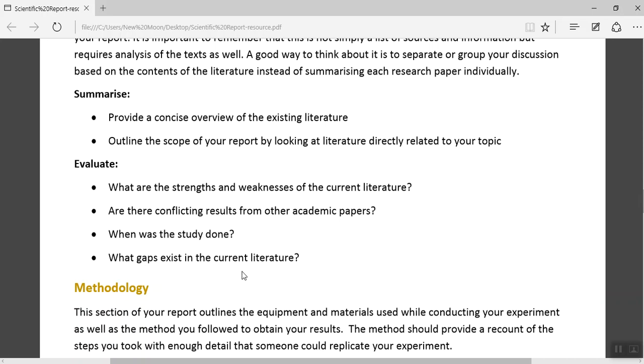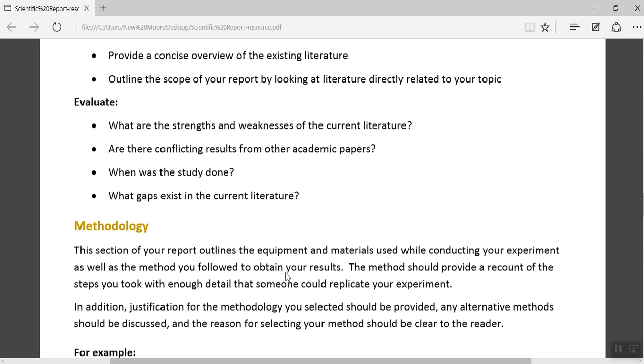What gaps exist in the current literature? For example, by reading the different developmental steps and research of the people, you can find out where the gap is, which area is left unattended, left unnoticed, which area requires more work. Fine. This is called the literature review.